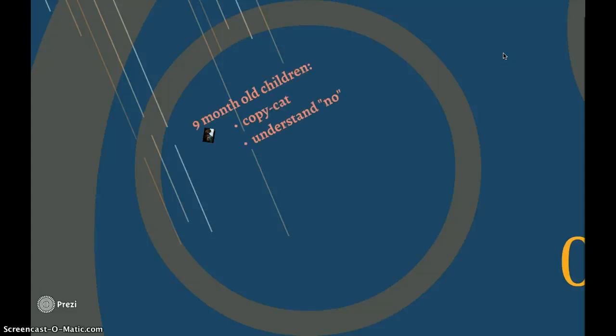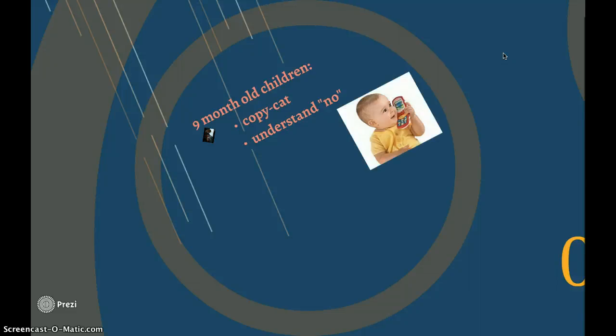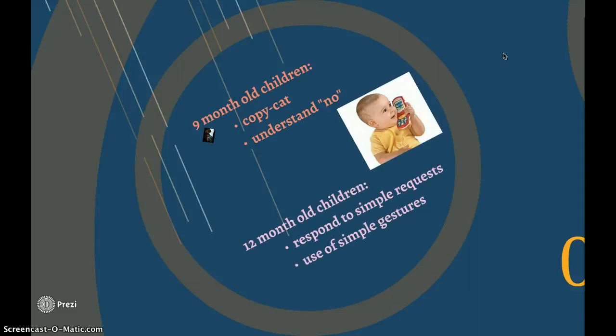Moving on to 9-month-old children, they typically copy the sounds and gestures of others. They understand the word no. And at 12 months, children are able to respond to simple requests such as get the ball, and they use simple gestures like waving bye-bye.